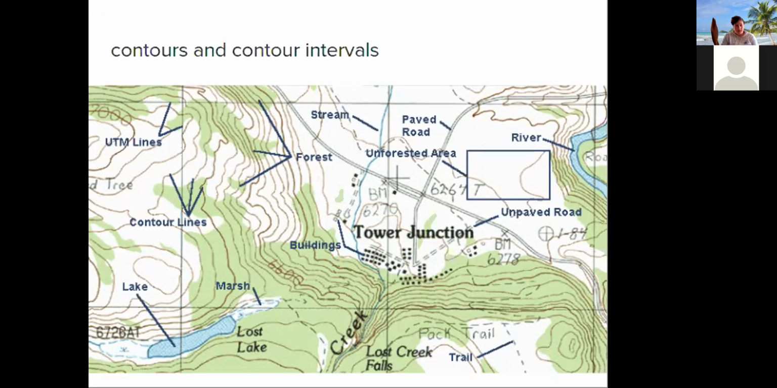You can see all the different things. You can see the contour lines. You can see a lake and a marsh. There's a trail with dotted lines. You can see an unpaved road, streams, forested areas are green. It ends up being pretty intuitive.